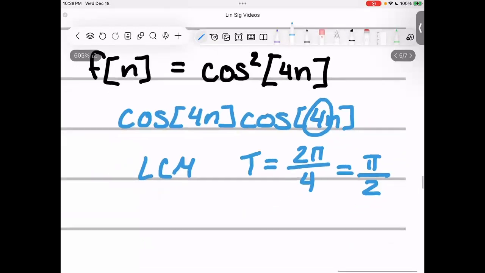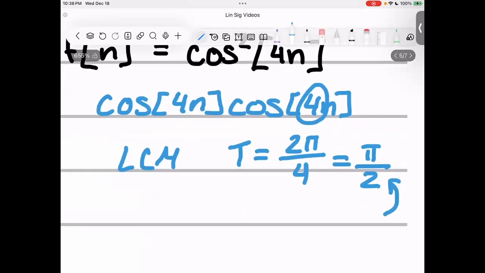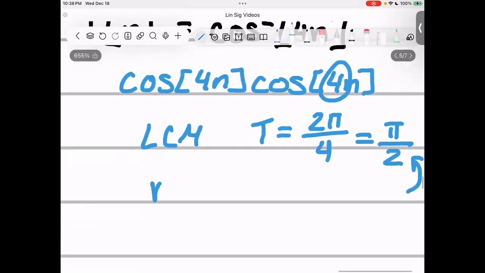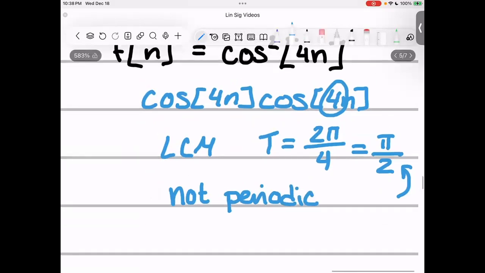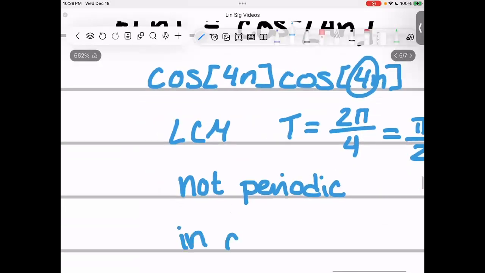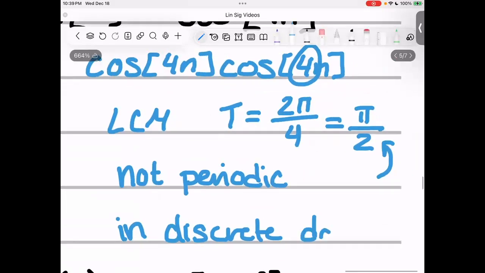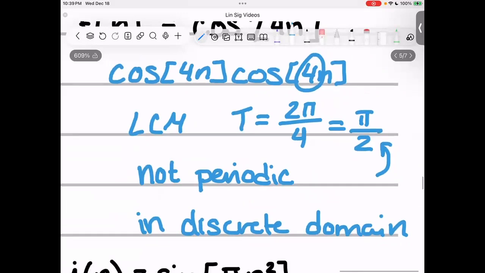But wait, this isn't a whole number. Pi is irrational. You can't multiply pi by anything to get it to equal a whole number. So this one's actually not periodic in the discrete domain, because you cannot get that period to be rational.